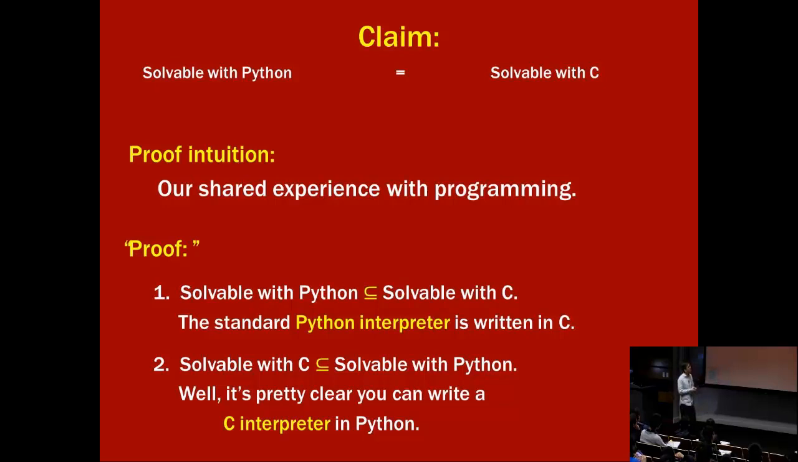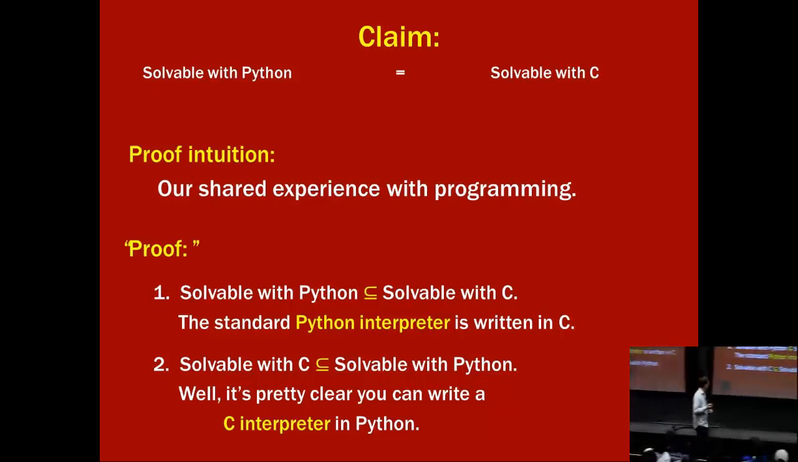So we want to show that two sets are equal, this one and this one. We always do that in two ways. We show that one set is contained in the other, and conversely, the other set is contained in the first set. And that shows they're equal. That's how a proof goes. So I want to argue, let's say first, that anything that you can solve with Python, you can also solve with C. And I think the following is a very convincing argument.